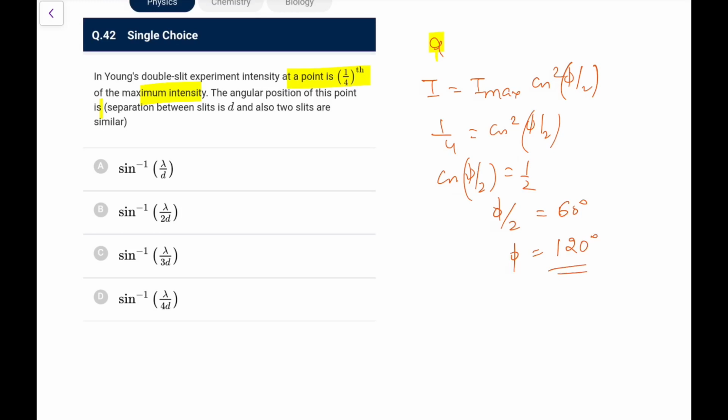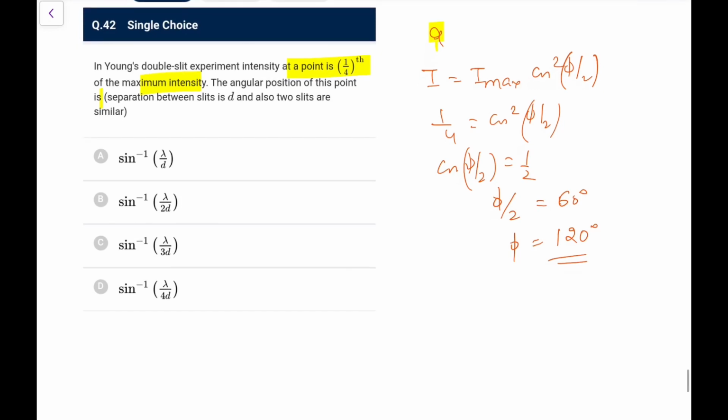So phi by 2 is 60, so phi would be equal to 120 degree. So 120 degree would be 2 pi by lambda into delta x, and delta x is d sine theta. So that would be equal to 120, I can write it as 2 pi by 3. So sine theta would be equal to lambda by 3d. So as per the options, what is the closest one? It is C that I can go for.